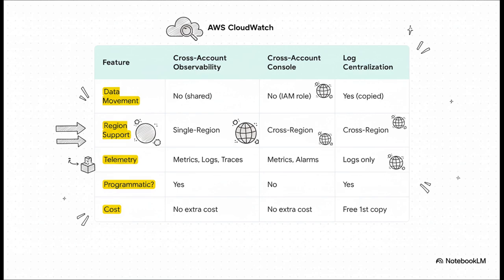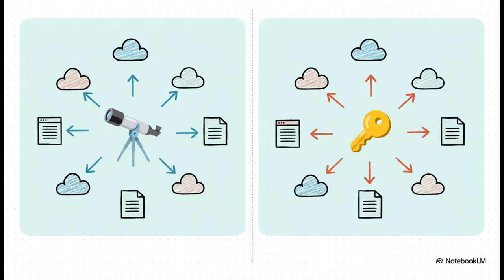If your teams are spread out globally, you can see right away that observability's single region focus might be a deal breaker, which would push you toward the other 2. And this right here just perfectly illustrates the philosophical difference between the first 2 tools. Cross-account observability brings all the data to you for one big, unified experience. But the cross-account console takes you to the data, letting you switch your context to see things from the perspective of the source account. So one is all about aggregation, and the other is about delegation.